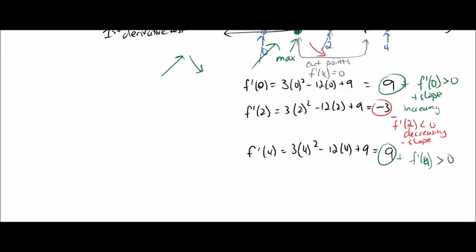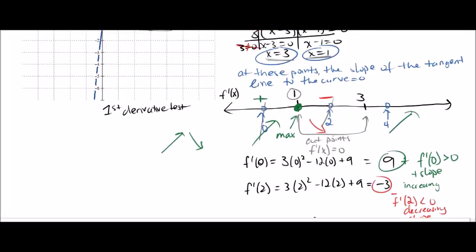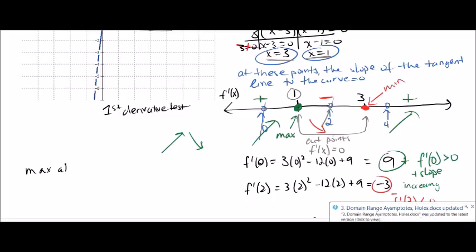That was the f prime of 2 before, that was negative. Here the f prime of 4 is positive, which means that the slope is positive at that point and presumably on that interval, and thus the function is increasing. So here we're going to have a minimum, because we have a function that is decreasing prior to that and then increasing subsequently. So we have a max at x equals 1, and a min at x equals 3.